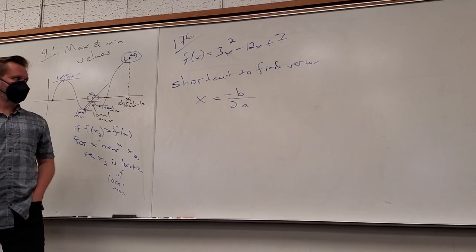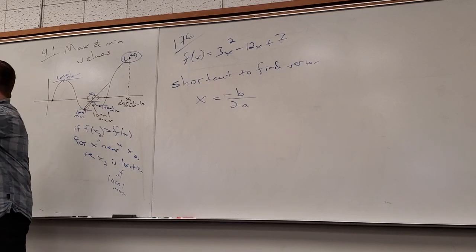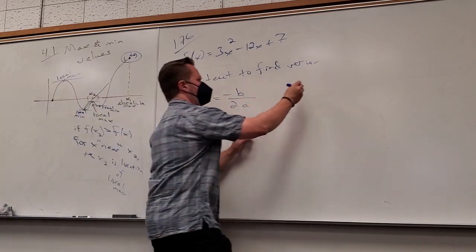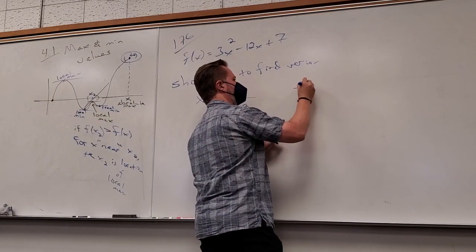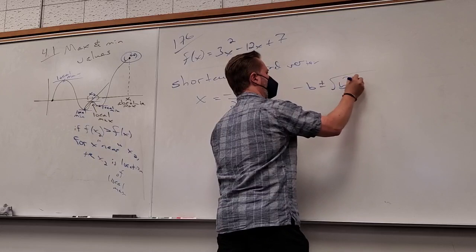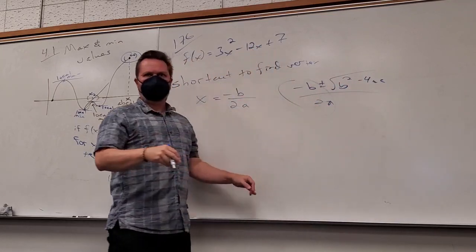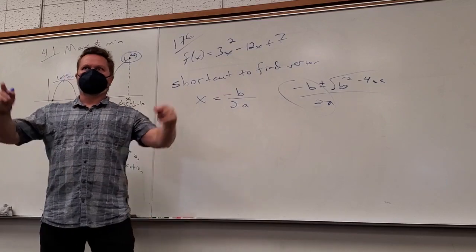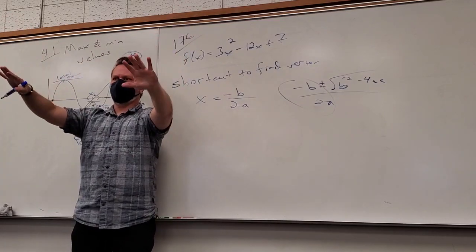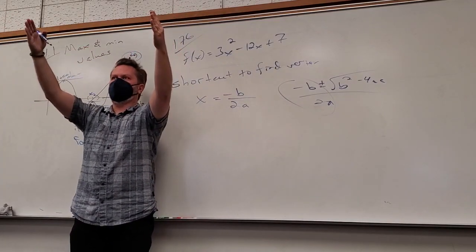Real quick, remember this beast here? You see how there's negative b over 2a right there? You have a parabola. Stay with me now real quick. I'm going to bring calculus back into it in a minute, but you have a parabola.